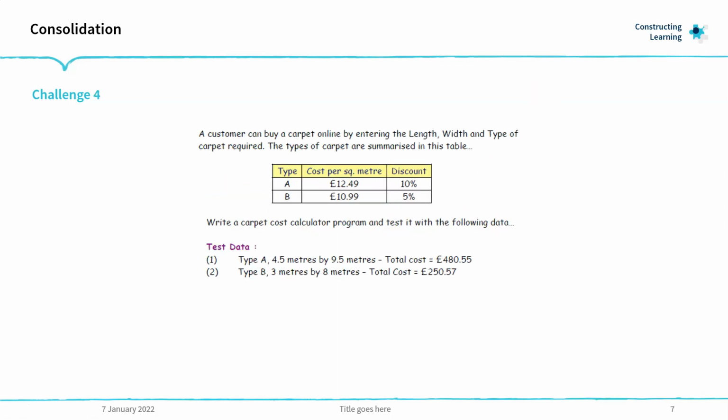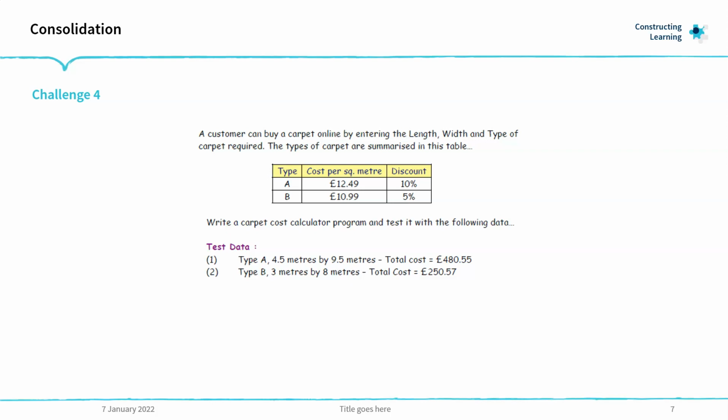And challenge 4. A customer can buy a carpet online by entering the length, the width, and type of carpet they require. The types of carpet are summarized in this table. So, type A, cost per square meter is £12.49. Discount is 10%. Type B, £10.99 per square meter, and the discount is 5%. Write a carpet cost calculator program and test it with the following data.